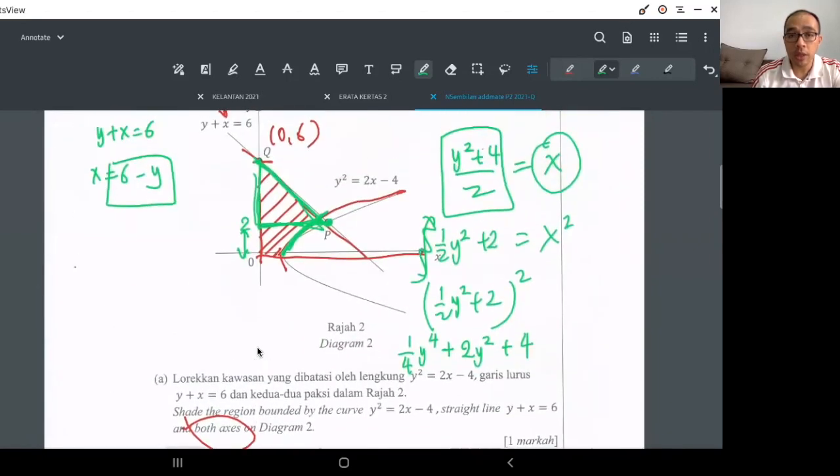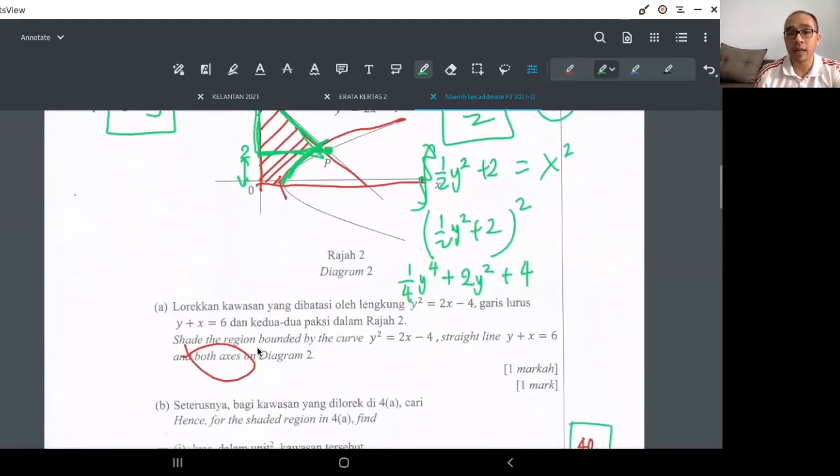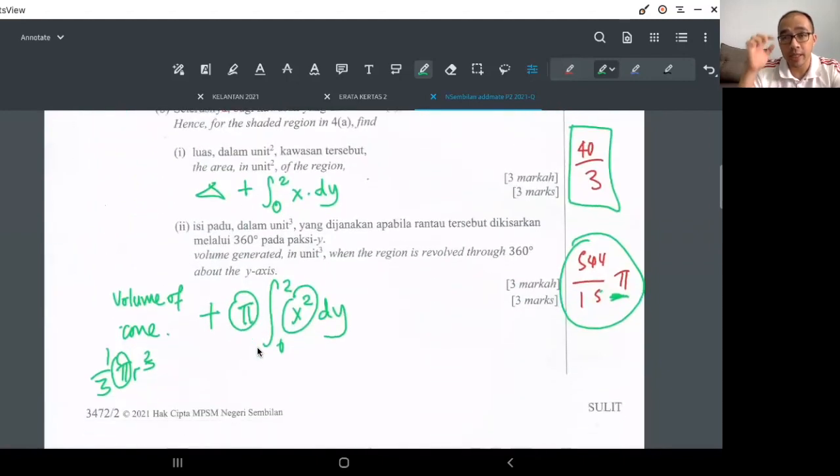This is not a difficult question per se, except that the working steps are very many for very few marks. That is normal. Okay, so 544 over 15 pi.